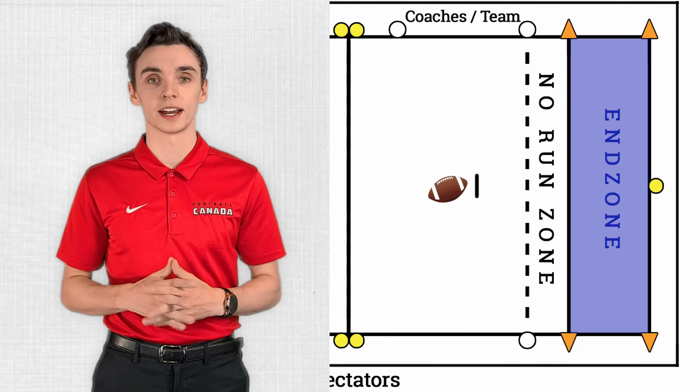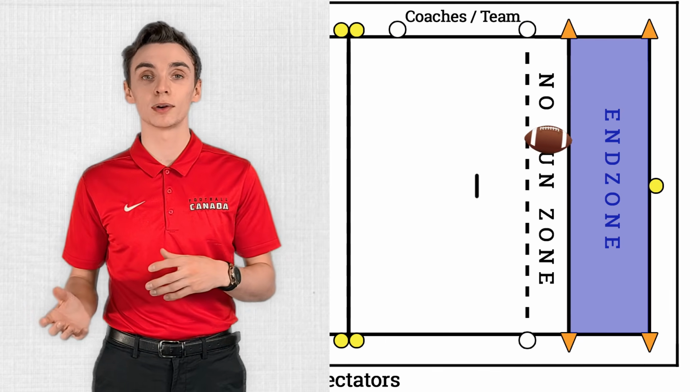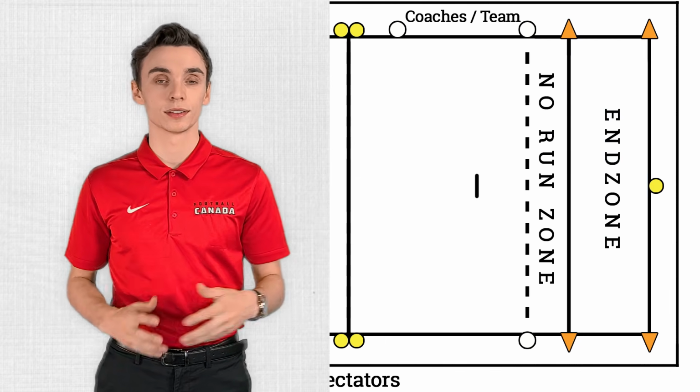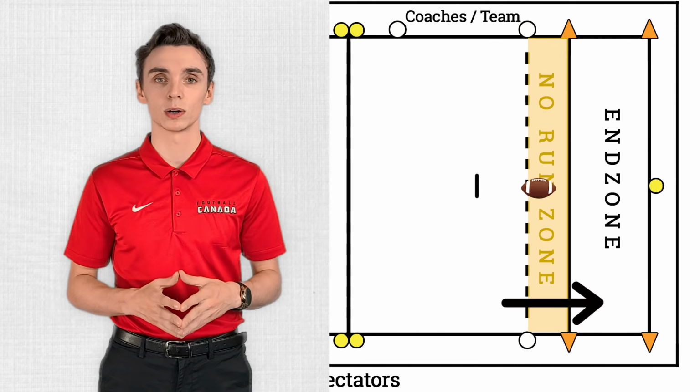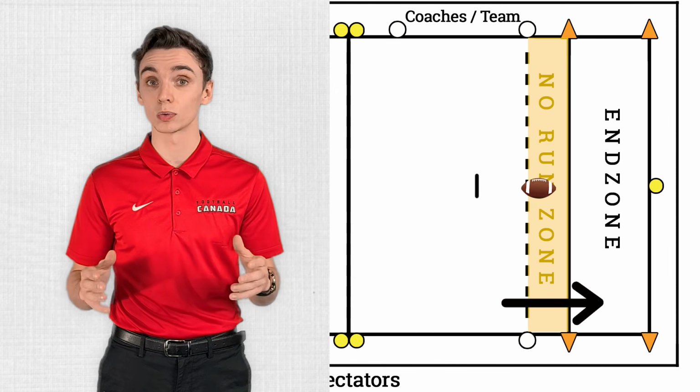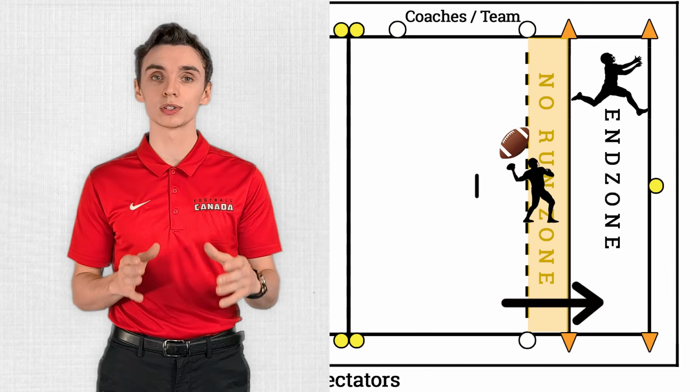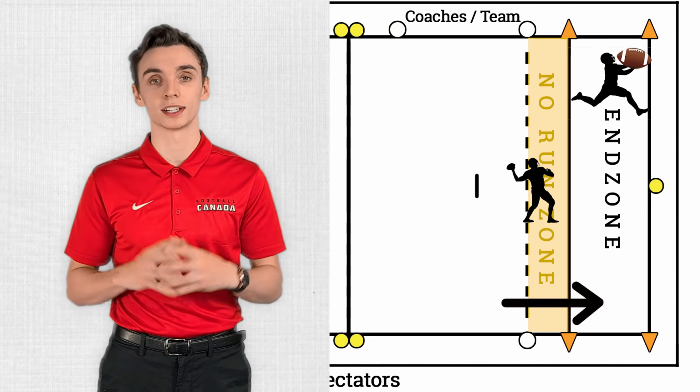End zones are pretty standard to football. Your objective is to get the ball into the end zone to score points. The no-run zone is unique to flag football. When approaching the opposing team's end zone, the last 5 yards is called the no-run zone. If you start a play within those 5 yards, the play must result in a pass.